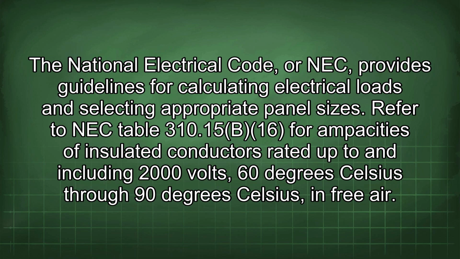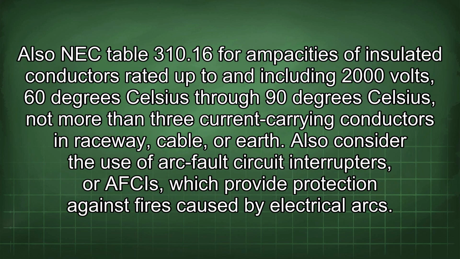310.15(B)(16) for ampacities of insulated conductors rated up to and including 2000 volts, 60 degrees Celsius through 90 degrees Celsius, in free air. Also NEC Table 310.16 for ampacities of insulated conductors rated up to and including 2000 volts, 60 degrees Celsius through 90 degrees Celsius, not more than 3 current carrying conductors in raceway, cable, or earth.